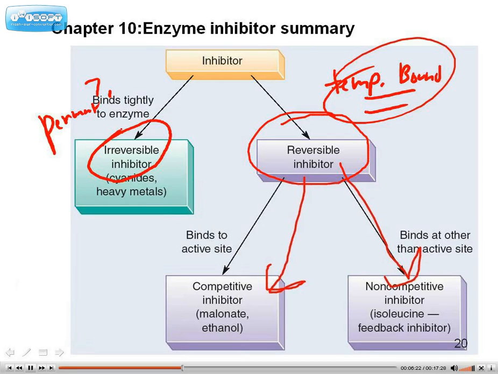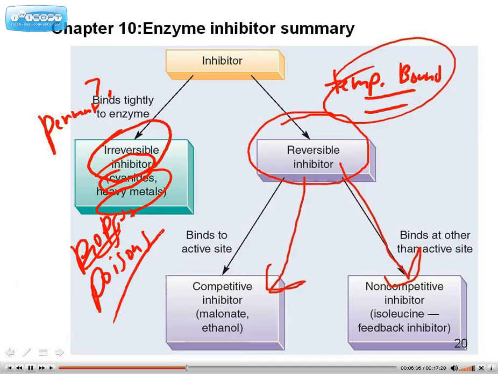Matter of fact, anytime you have an irreversible inhibitor, such as cyanide, or any type of heavy metal, such as lead, you can consider these outright poisons. Because once they bind permanently to the enzyme, it is dead. It no longer serves any type of purpose. So you've killed, so to speak, the enzyme.